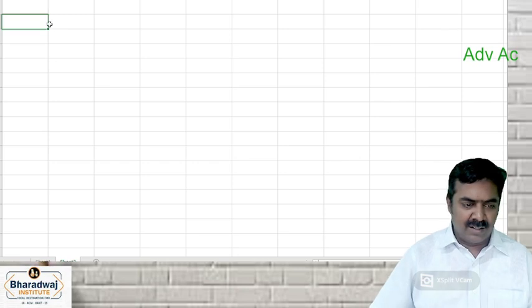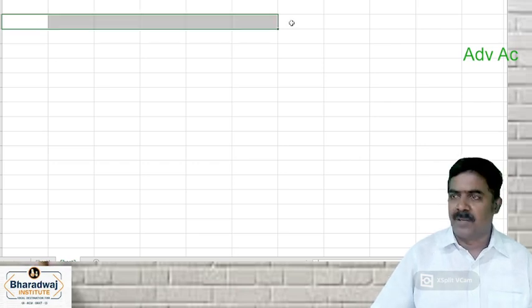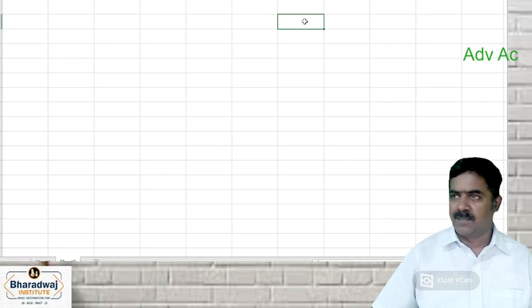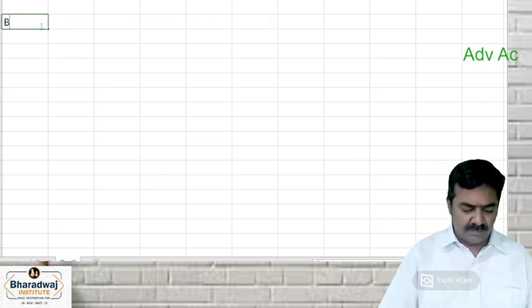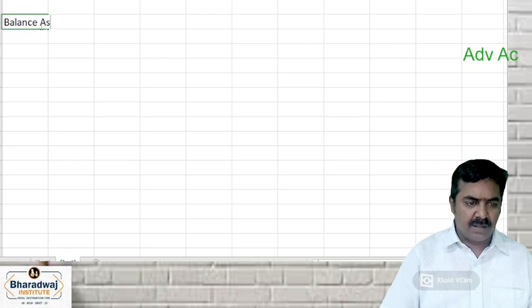Have two columns: a lengthy column for particulars, and the last column to decide plus and minus. Okay. Start. Balance as per cash book.